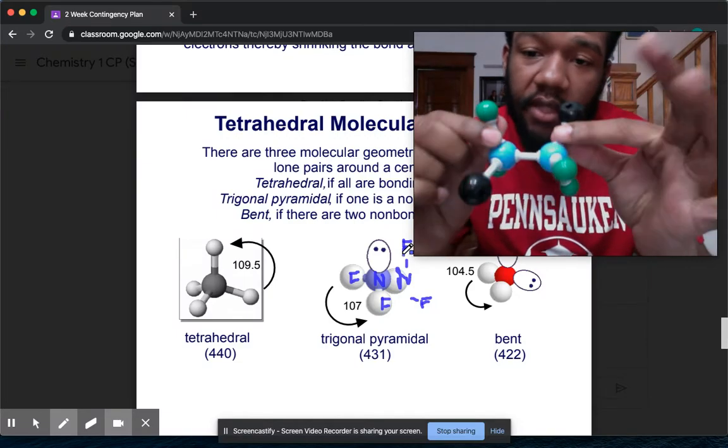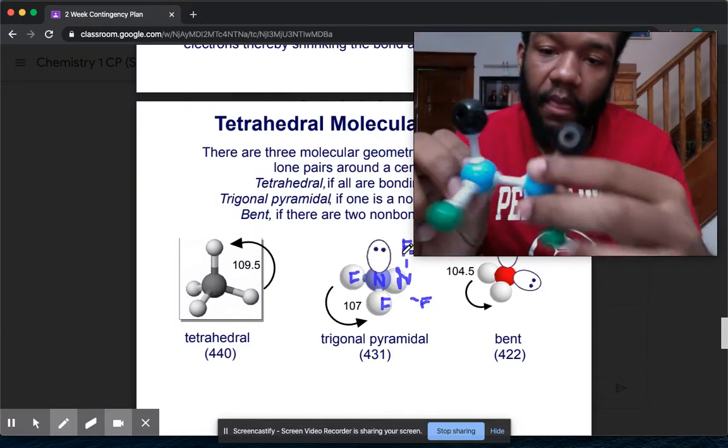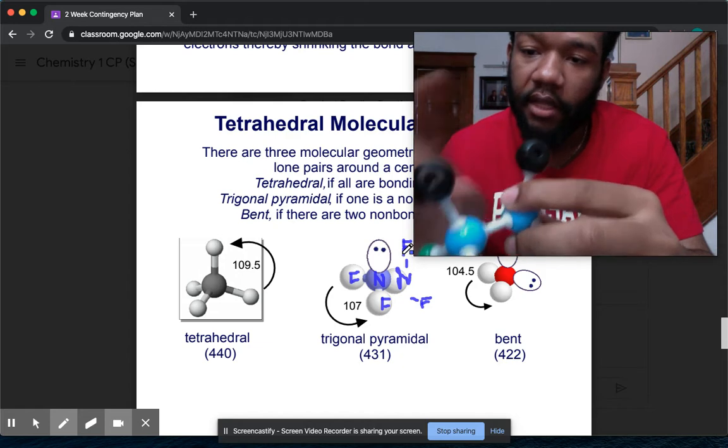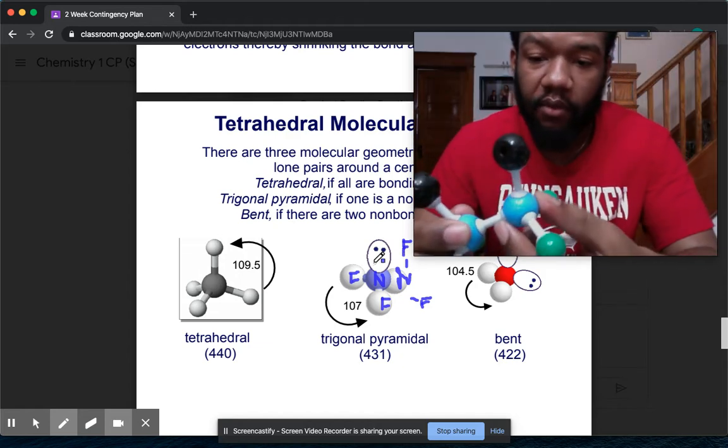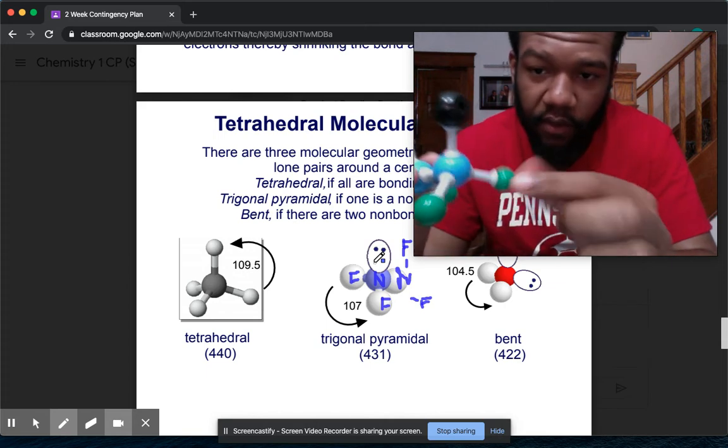But this is what N2F4 would look like. These are, again, the lone pairs. This is the lone pair here, the two dots. They both have a lone pair on it. And the green ones are the fluorine.